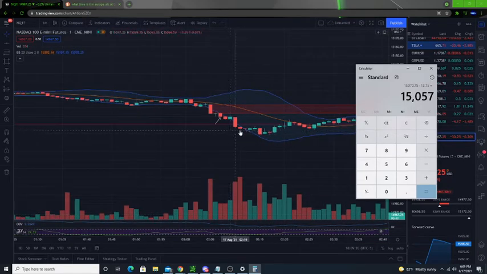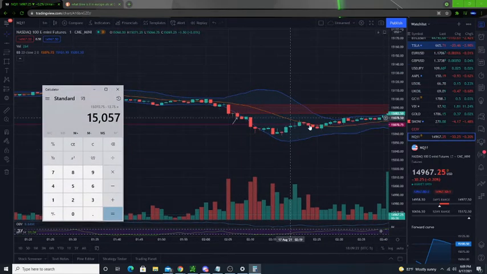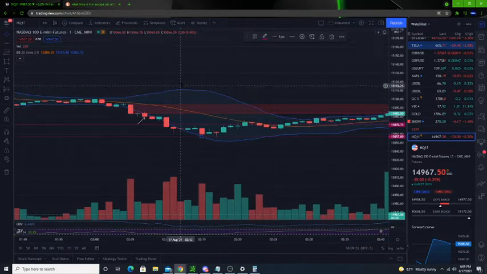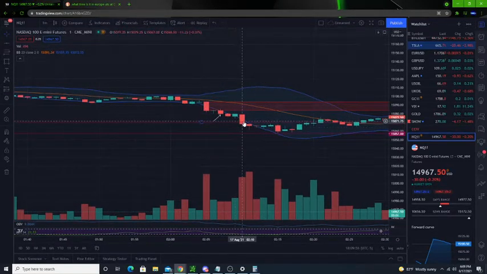So 15,057, 15,050 even. This would be your next price target. So say you're starting out on your small $5,000-$6,000 accounts and whatnot, and you take the micro contracts here at this rejection of support. What you're going to do is start selling off as these price levels are hit.